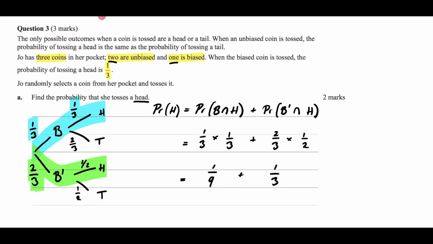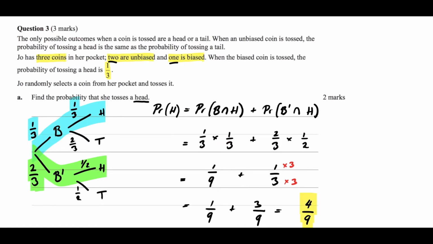And then what I could do is simply multiply this by 3, by 3. That's going to be 1/9 plus 3/9. My answer is going to be 4/9. That is going to be my answer to part A. It's worth 2 marks, obviously with a bit of working out there as well.